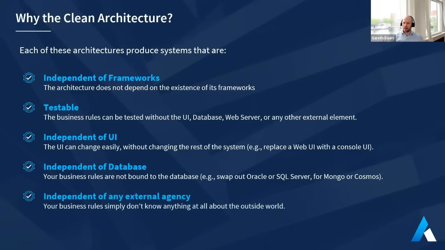And then finally, this also allows us to build systems that are independent of any external agent. So we've talked about the database, the UI. These are actually really just external clients, or at least technology providers for the system, and external agencies could be integration points and so on and so forth. And so because the business rules don't know anything about these, they're just talking to interfaces, how these things are implemented, the systems can essentially evolve independent of all of these external agencies and services and things like that that they're connecting to.